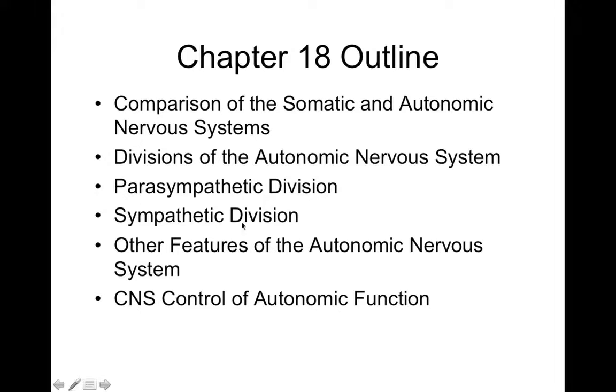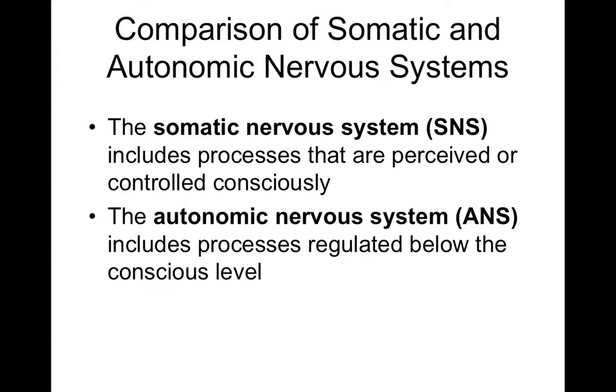We'll go over some other features of the ANS as well as what parts of the brain control the autonomic nervous system, because it's a branch of your peripheral nervous system, but it's controlled by parts of the brain. So we'll talk about those brain areas that play an important role in maintaining homeostasis through autonomic nerve pathways.